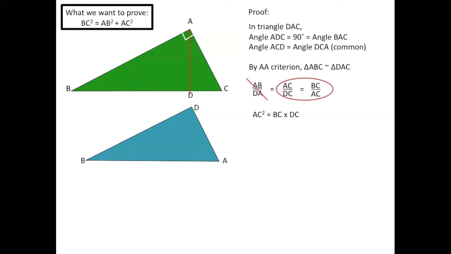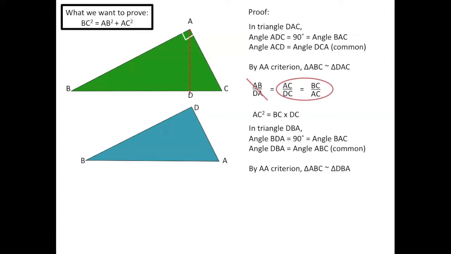So angle D is again 90 degrees, just like angle A of the green triangle. And this time, we have this angle B, which is the exact same angle B over here. So since these two angles are common, and these two angles are 90 degrees, by the angle-angle criterion, we know that triangle ABC is similar to DBA. Again, we can write it out formally as shown.